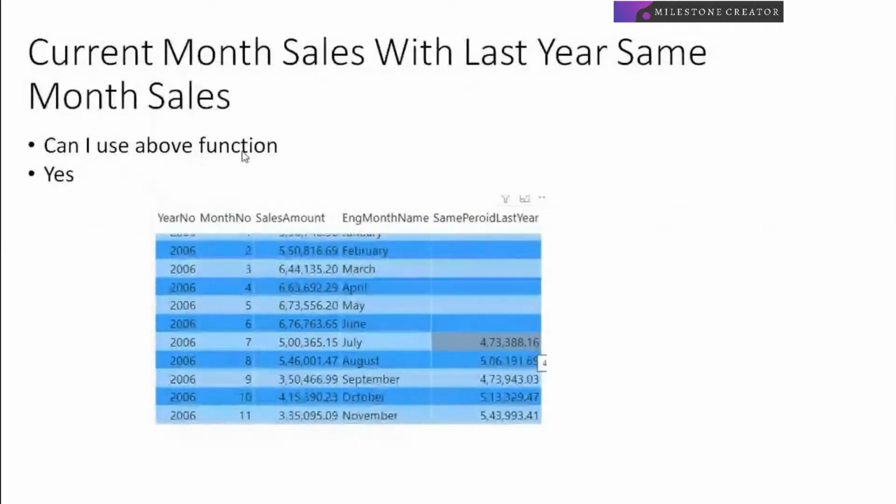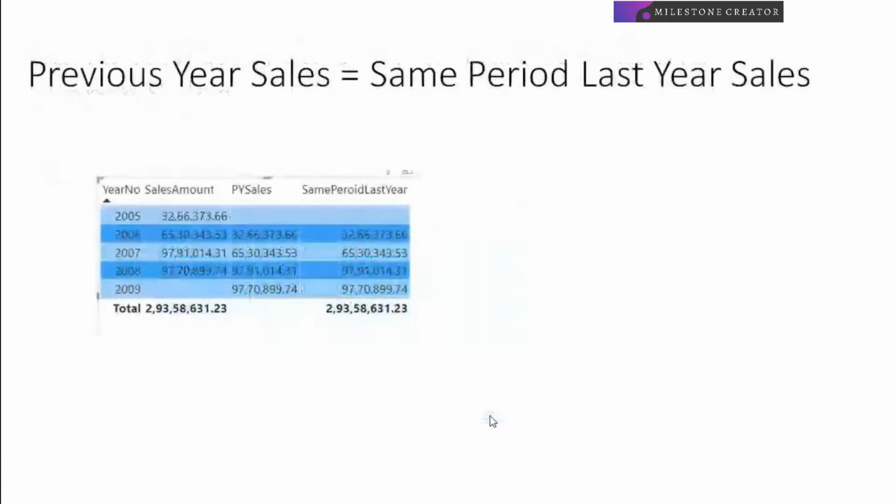So can I use the above function, current month sales with last year sales? You can use this and you can also use last year sales. It is going to give the same thing. There is no problem at all. Clear? Previous year sales with same period last year sales, it is also discussed, right?